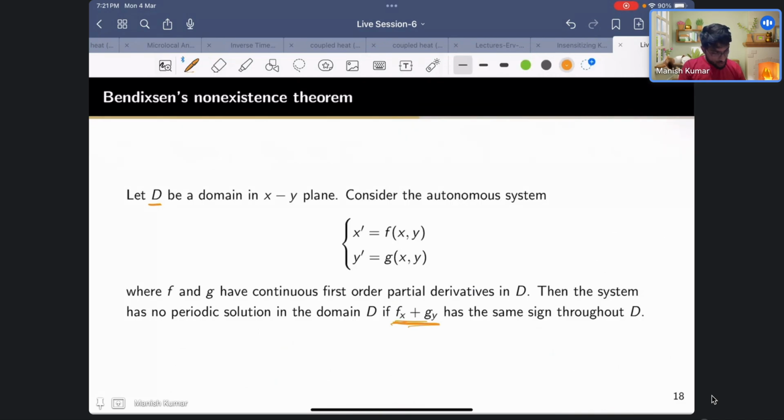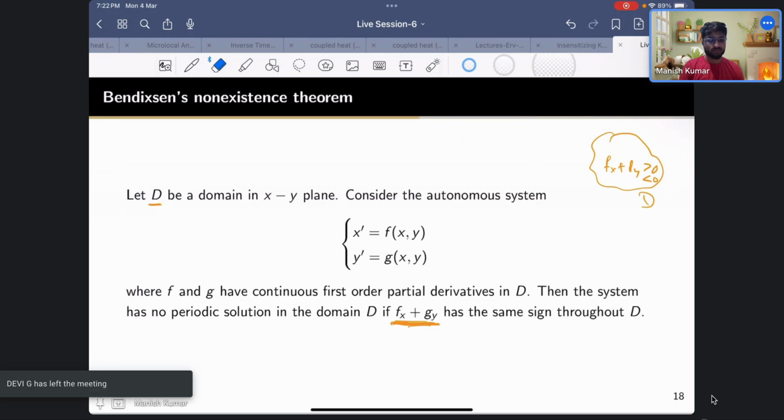So you have to look at the sign of this function. Take the partial derivatives of f and g with respect to x and y respectively, and check the sign of this function. If it has the same sign throughout the domain D you are considering, then there is no periodic solution in that domain. So if you have some domain, and you know that f_x plus g_y is either positive or negative in this region, then you can say there is no periodic solution in this region. Outside D it can have a periodic solution, but in this region we can say that there is no periodic solution.